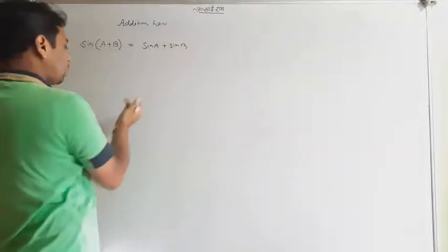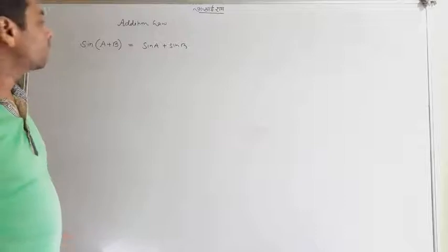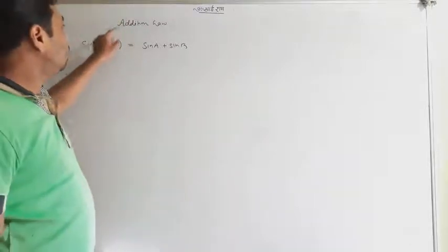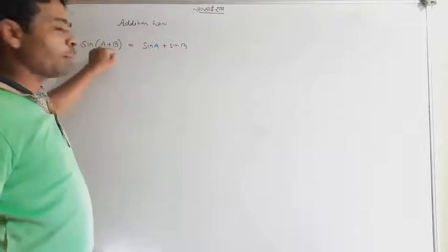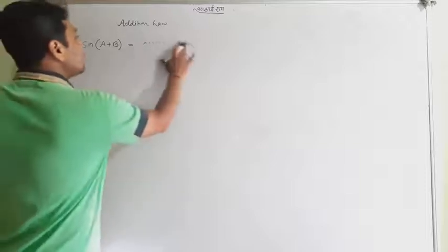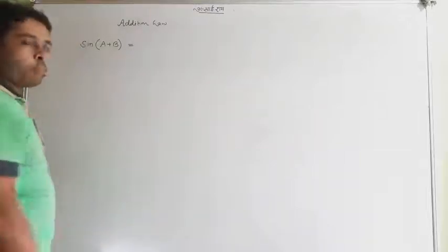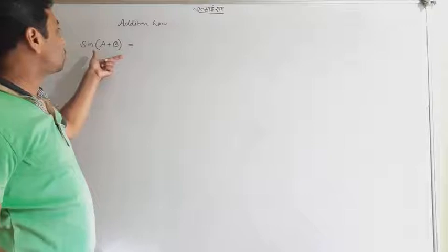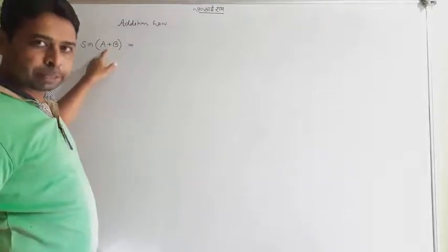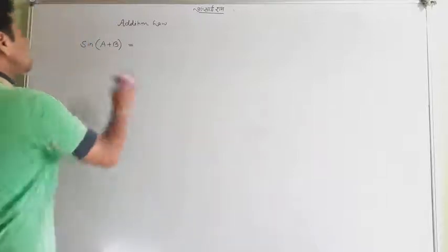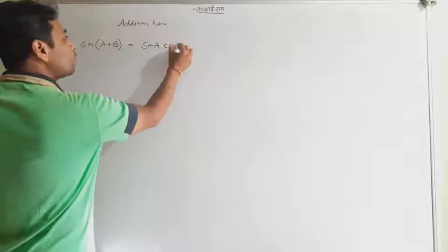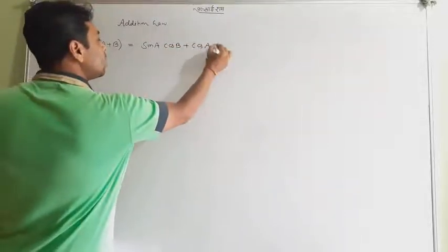But for your information, I tell you that sine is not any number which multiplies inside the bracket like sine A plus sine B. It is false. Sine is an operator and it operates on A plus B. Here A and B are two different angles, and between them we have a plus sign. So when sine operates on A plus B, it gives sine A cos B plus cos A sine B.